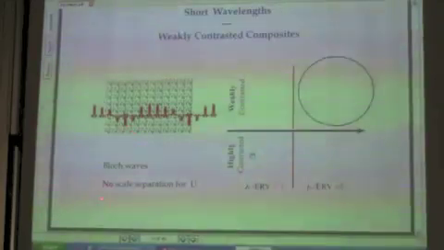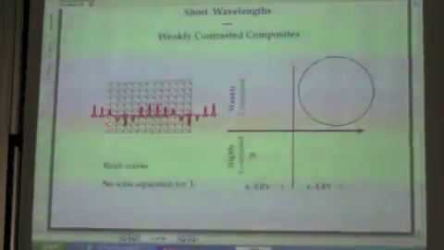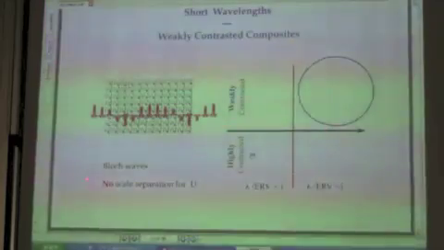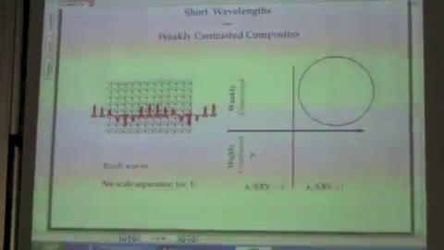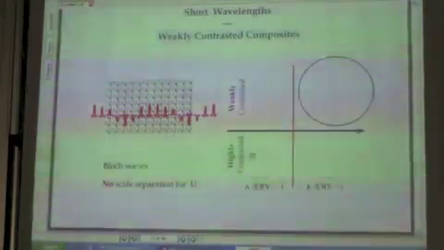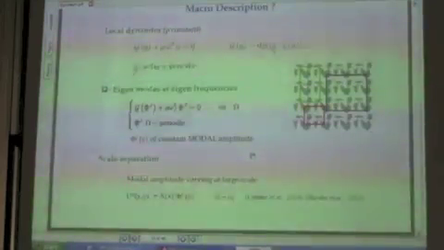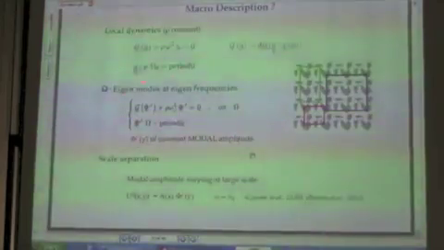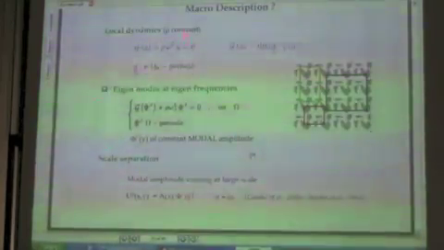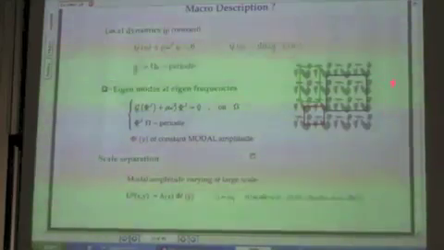The second point that I want to stress is that in this case, obviously, since we have short wavelengths, there is no more scale separation for the motion. So the idea to get scale separation is the following. Can we obtain a macro description in this situation? So to do that, let's consider again what happened in the cell.